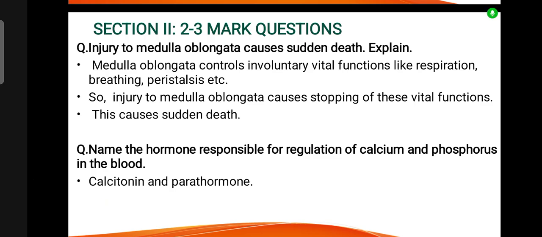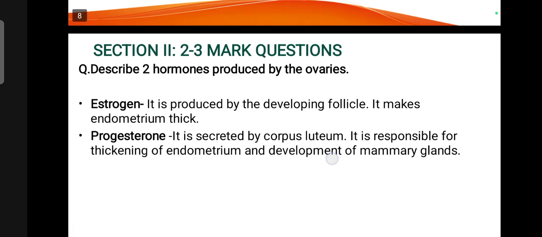Name the hormones responsible for regulation of calcium and phosphorus in the blood. They are calcitonin and parathormone. Describe two hormones produced by the ovaries, estrogen and progesterone. Estrogen is produced by the developing follicle and makes the endometrium thick. Progesterone maintains pregnancy and is secreted by the corpus luteum, responsible for thickening of the endometrium and development of mammary glands.